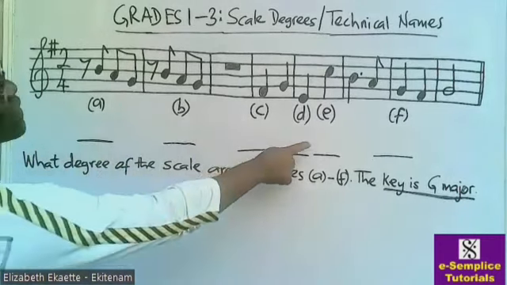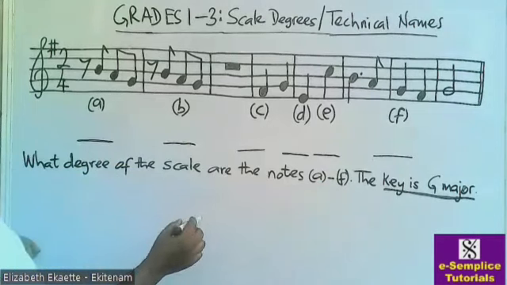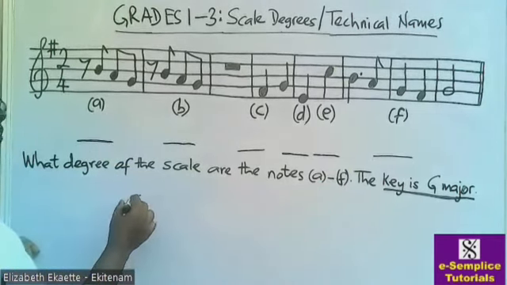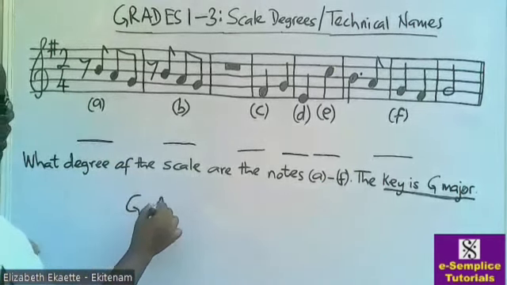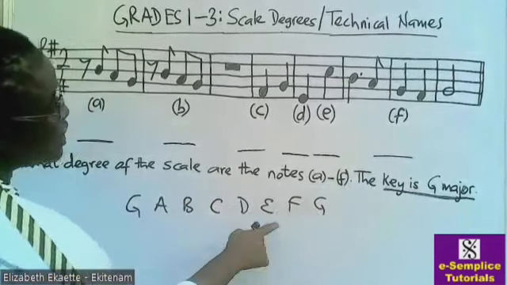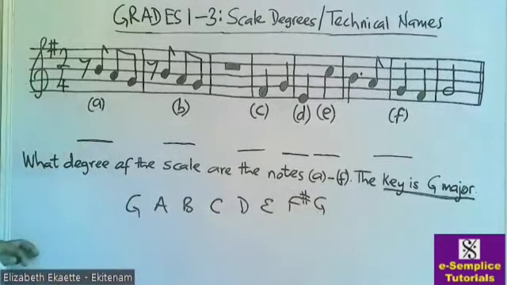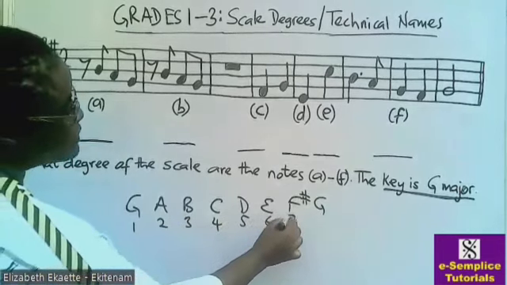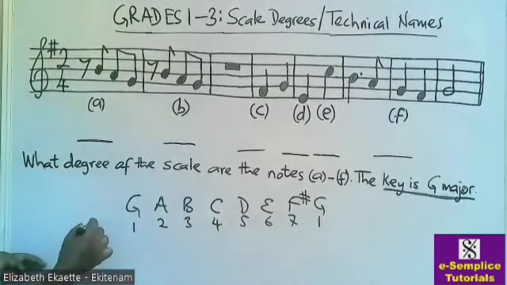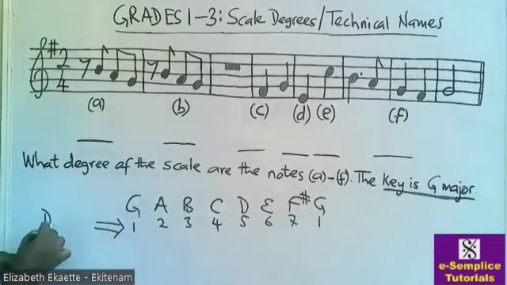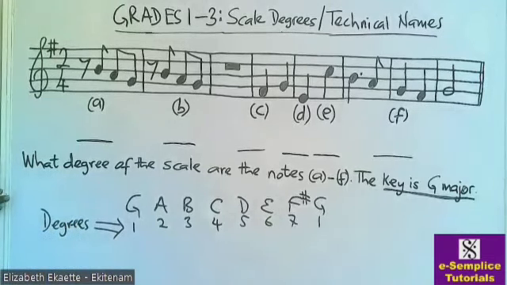How do you go about this? The key is G major. What you do is write out the letters in G major, that is the notes in G major. So you do G, A, B, C, D, E, F, G. Remember, in G major, there is F sharp. Now, the next thing you do is number it 1, 2, 3, 4, 5, 6, 7, and 1. Now, these numbers are the degrees of the scale of G major.